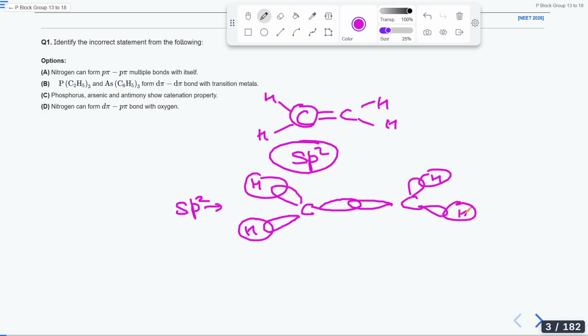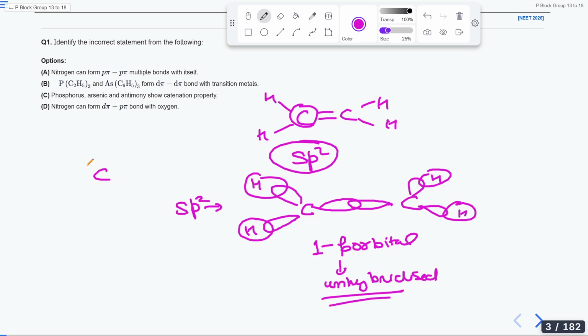Apart from this, one p orbital is left. All of you said that one p orbital is there, which is unhybridized. Since it is unhybridized, these two unhybridized p orbitals will do the sidewise overlap and make this pi bond. So in a molecule, in this way the pi bonds are made.